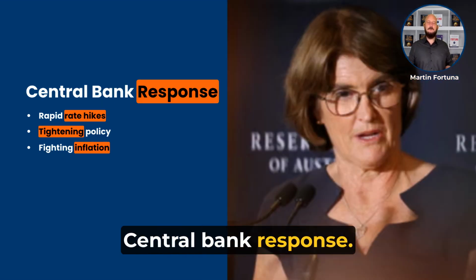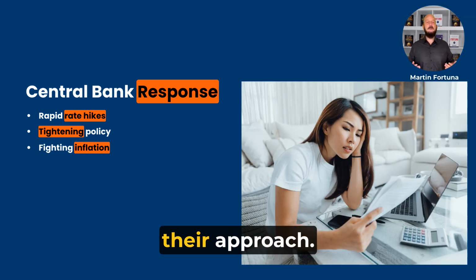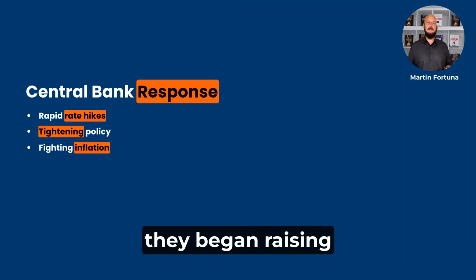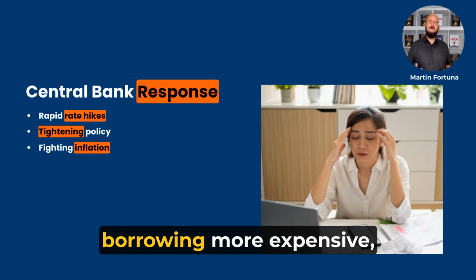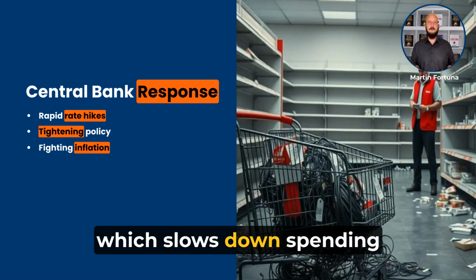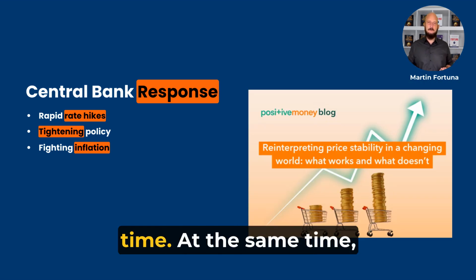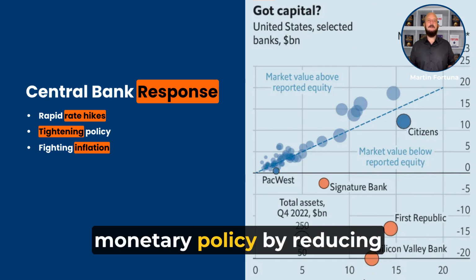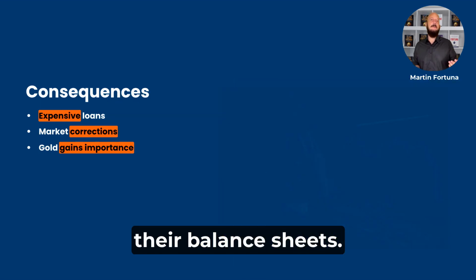Central bank response. To control inflation, central banks changed their approach. Instead of supporting the economy with low interest rates, they began raising rates rapidly. Higher interest rates make borrowing more expensive, which slows down spending and investment. This helps reduce inflation over time. At the same time, central banks started tightening monetary policy by reducing asset purchases and shrinking their balance sheets.